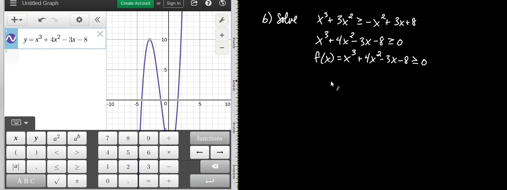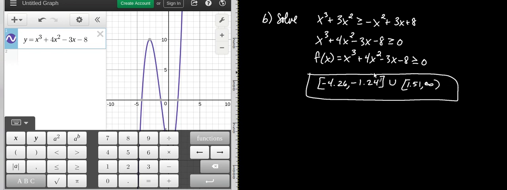So my solution to this graphically was negative 4.26 all the way to negative 1.24. For all those values of x, the y-coordinate is greater than or equal to 0. Union, I also want this interval here from positive 1.51 to infinity. So 1.51 to infinity. Okay, and this would be my solution set. These are the values of x for which this inequality is true based upon the graphical solution to this problem. Okay, until next time.